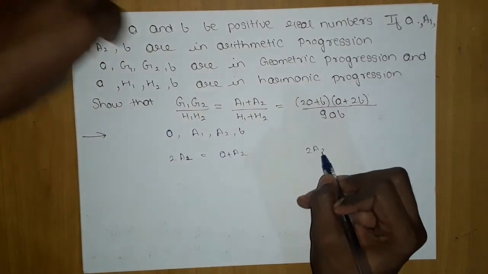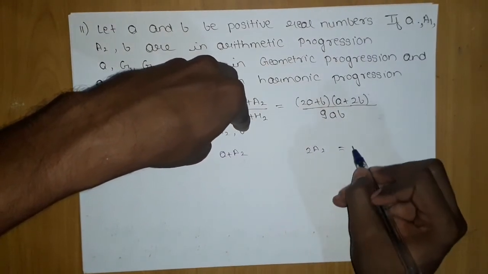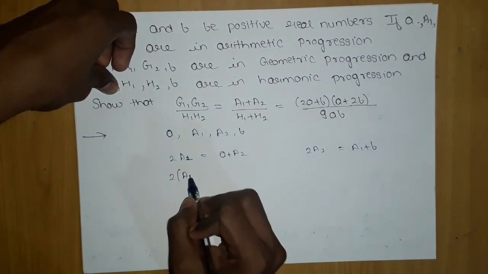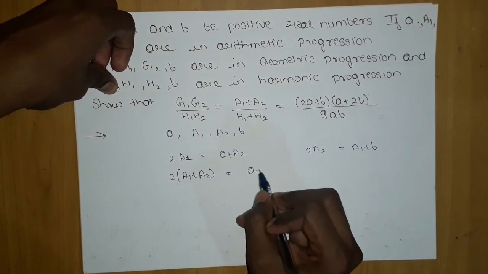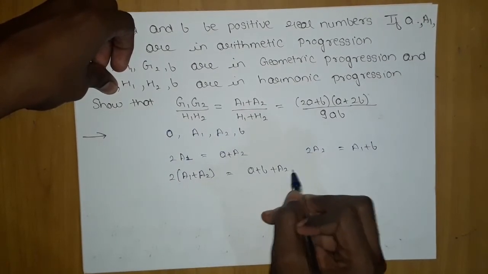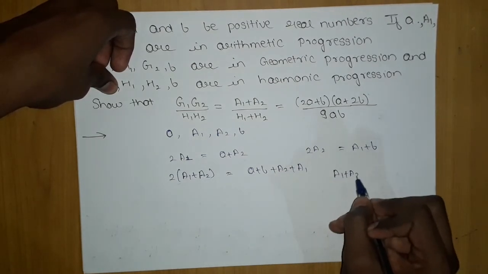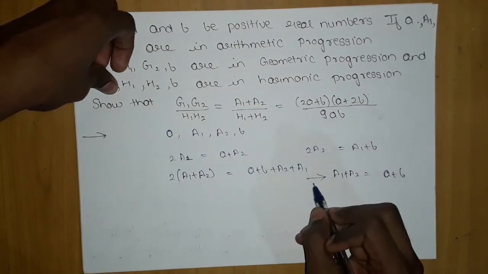Similarly, twice a2, if I consider these three, is nothing but a1 plus b. Now if I add this, twice a1 plus a2 gives me what? a plus b plus a2 plus a1. If I move this to that side, what do I get? a1 plus a2 is nothing but a plus b. So we got one thing.